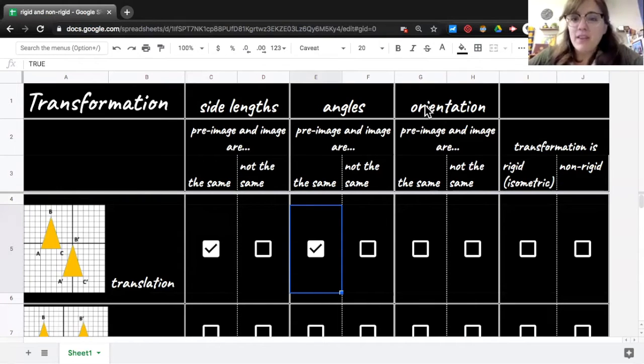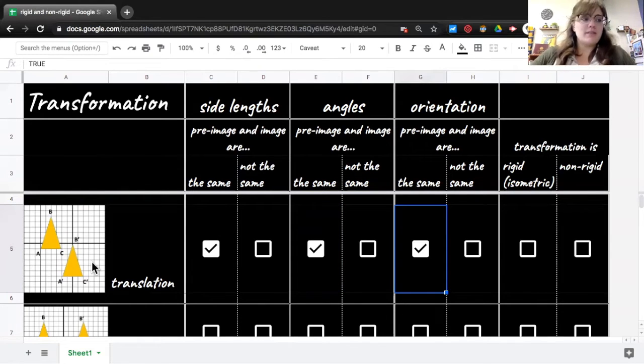And then we have the orientation. Remember, orientation is the way it faces. So the top is still the top after I slide it. It's not going to be facing another direction. So is the orientation between the image and our pre-image the same or not the same? They're the same because that stayed the same, facing the same way. Remember, orientation is where it faces. It's a funny word for where the shape faces.